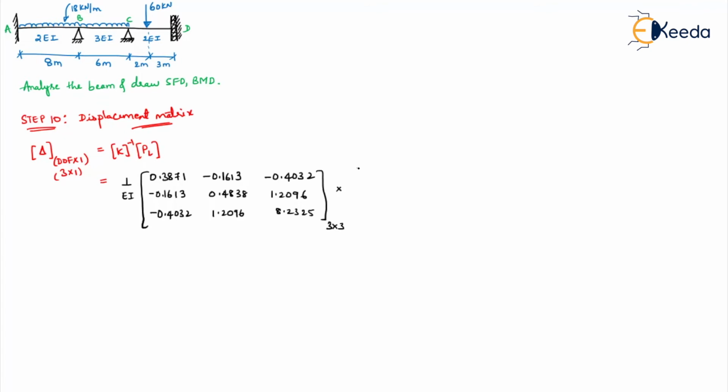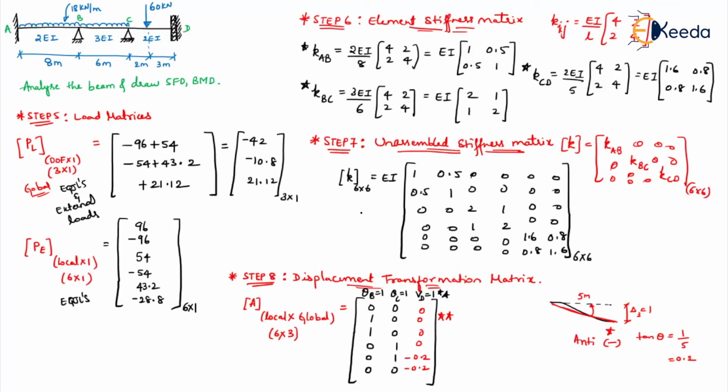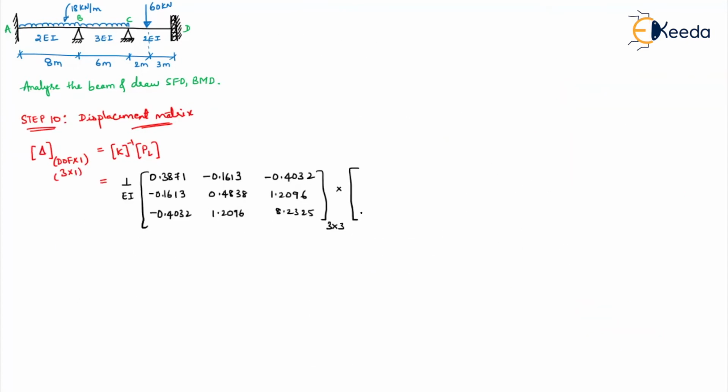So this is your K inverse of the order 3 into 3. This should be multiplied by PL. So what's your PL value? It's minus 42, minus 10.8 and 21.12. If you multiply this with this, say this is a 3 into 1 matrix, so if these are 3 and 3, you can easily multiply. So we'll get a 3 into 1 matrix.